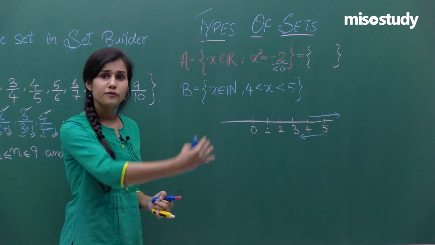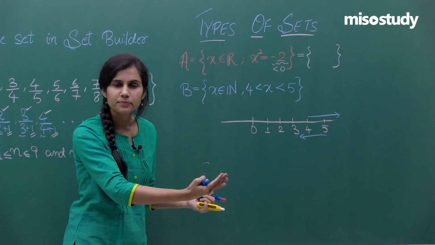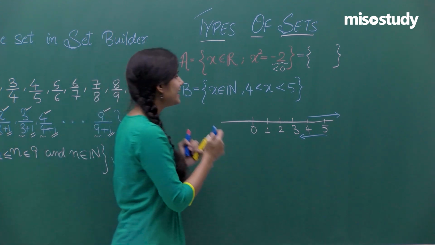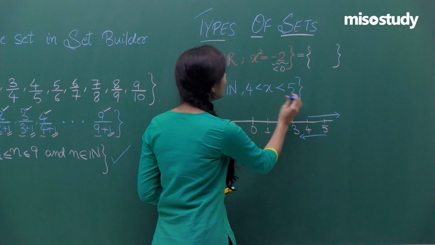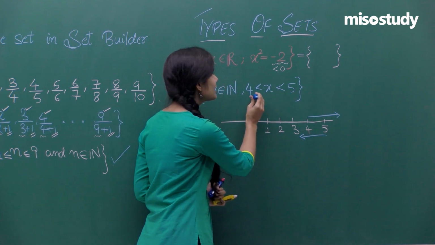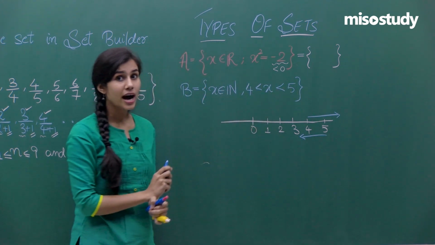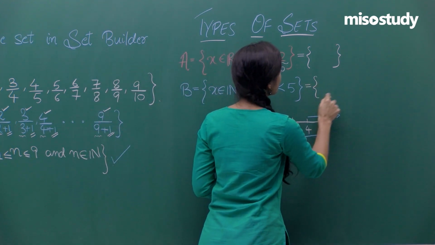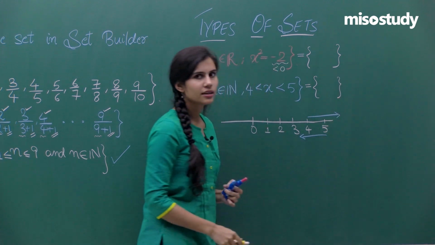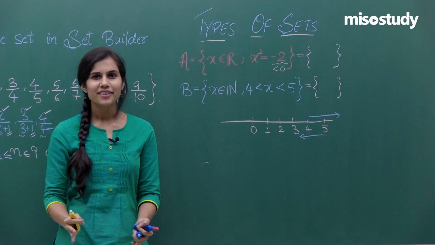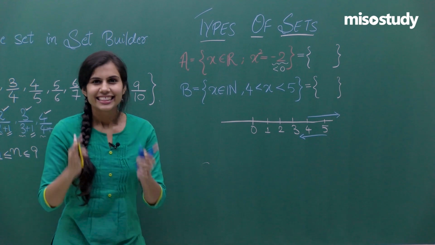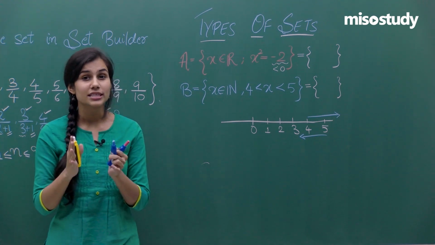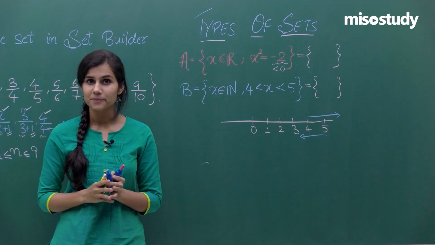After 4, the very first natural number which comes is 5. And before 5, the very first natural number which comes is 4. And therefore, there is no natural number which is lying strictly between 4 and 5. So what does this set turn out to be? This set also turns out to be a set having nothing. This is the very first category of sets which were discovered by the mathematicians.